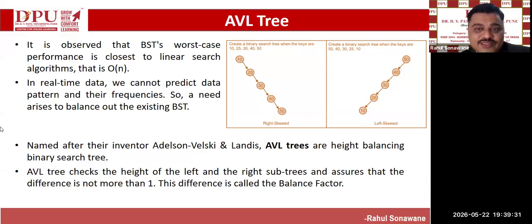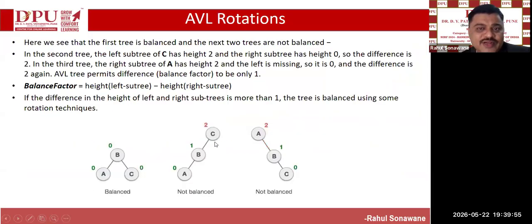Okay. And that difference is known as the balance factor, which is one of the MCQ type questions most often asked in the examination. What is the balance factor, or define balance factor? So what is the balance factor? It is nothing but the difference between the height of the left subtree and the height of the right subtree. Okay. So which is introduced by this AVL tree. Okay. Now, in order to make an unbalanced tree a balanced one, they have proposed certain rotations.